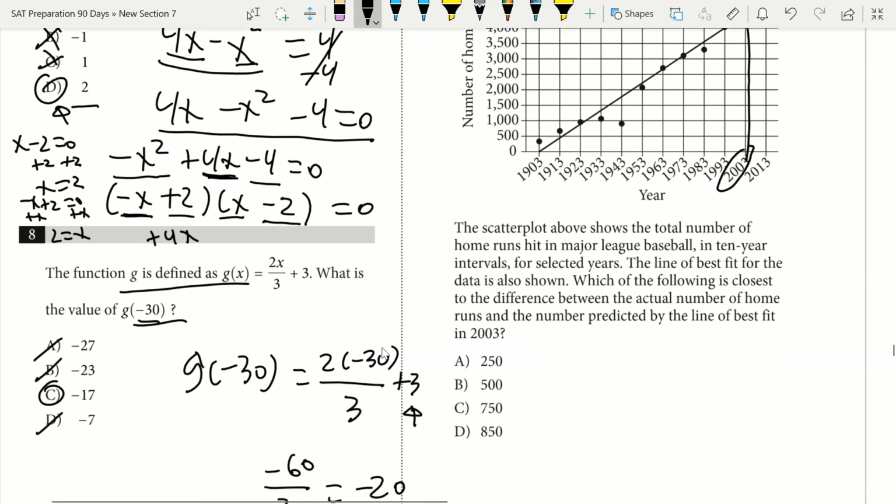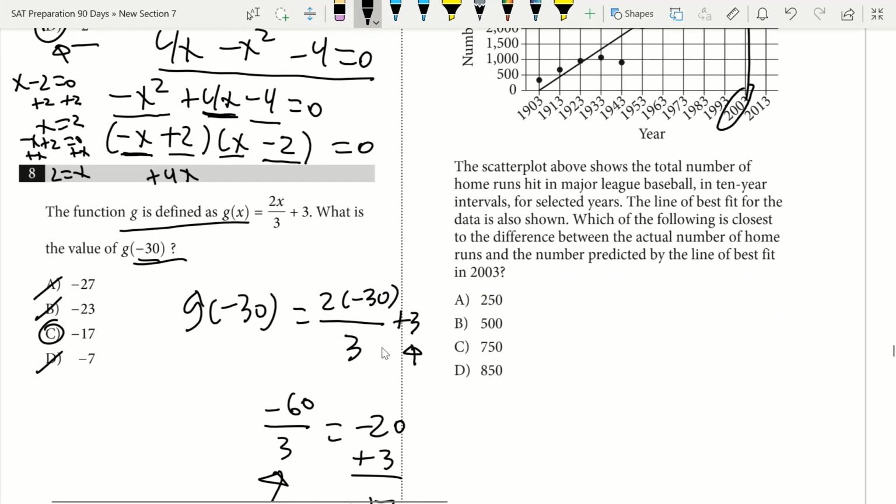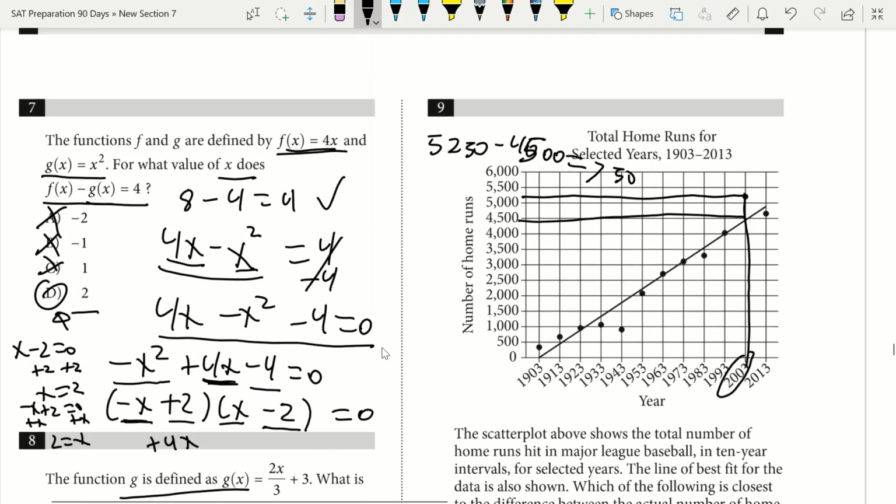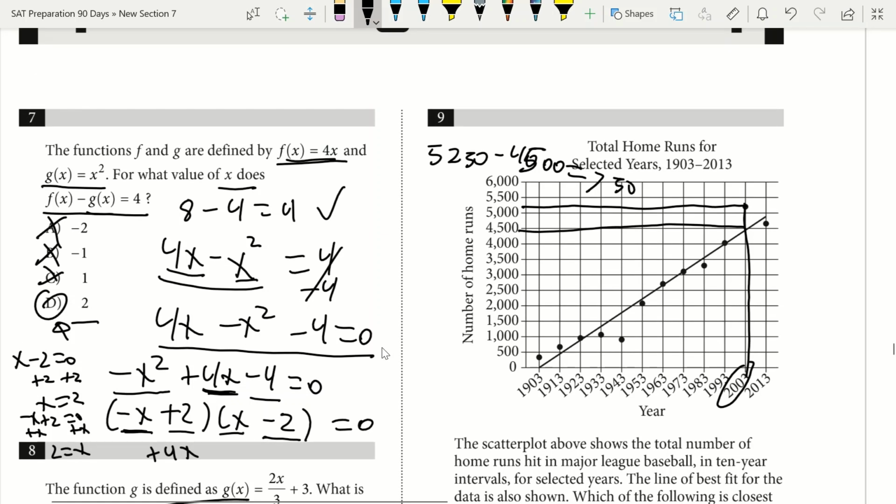So I'm going to look at my answer choices. I see I have that as answer choice C. And I see that this is actually really close between 750 and 850. Normally I wouldn't expect it to be that close, because a lot of times they don't anticipate your eyesight having to be that good. But in this case, it looks like they do. So I'm going to go ahead and check and make sure.